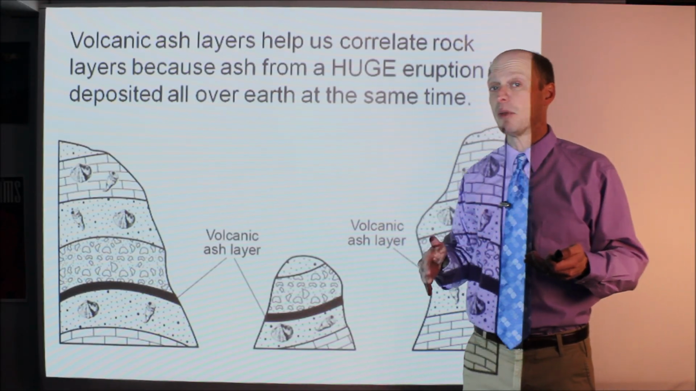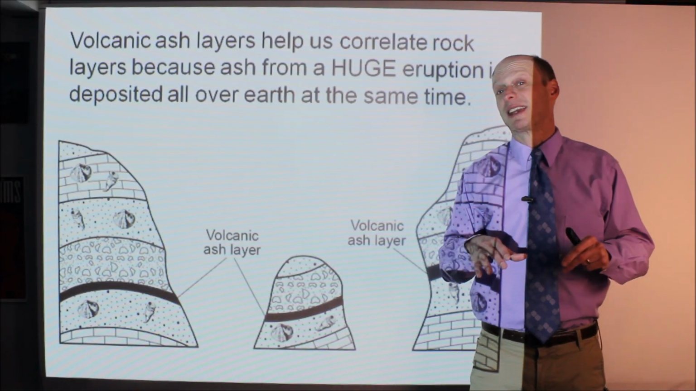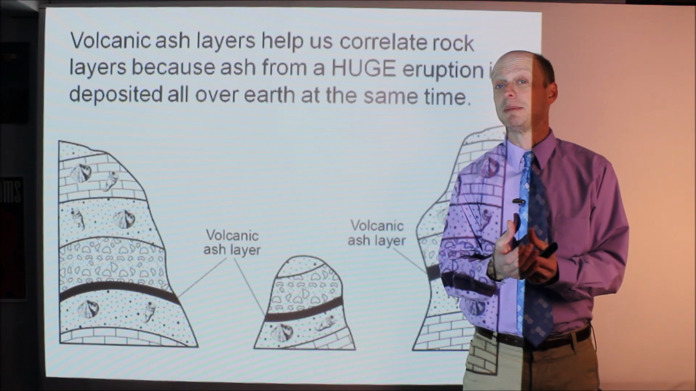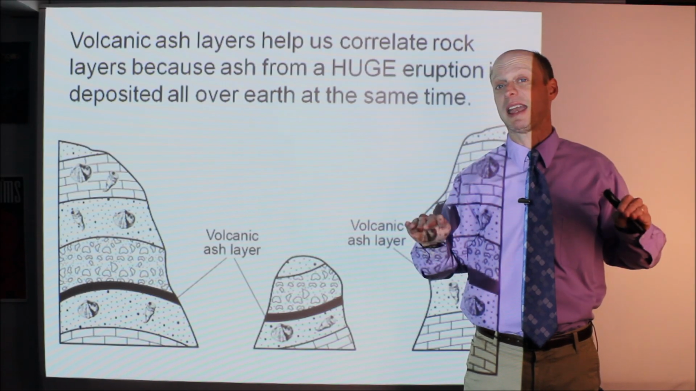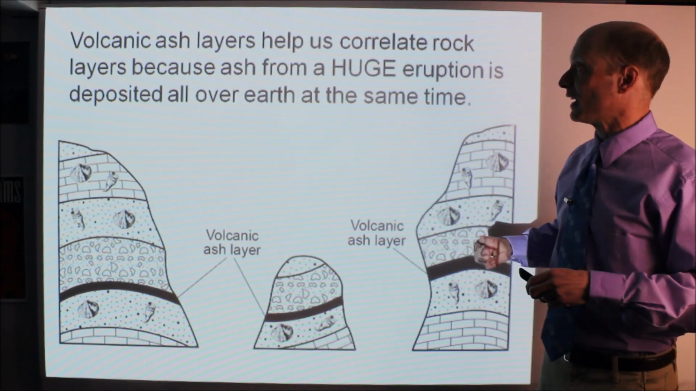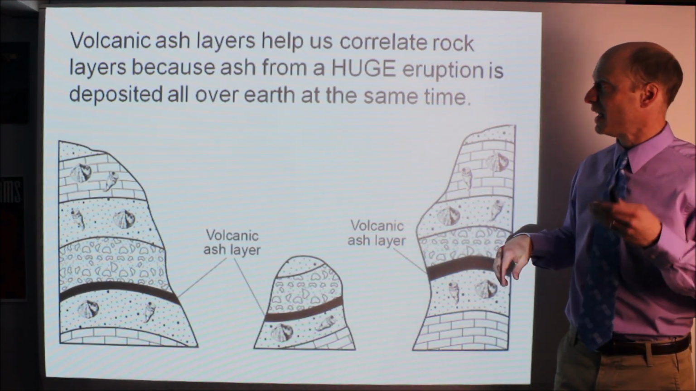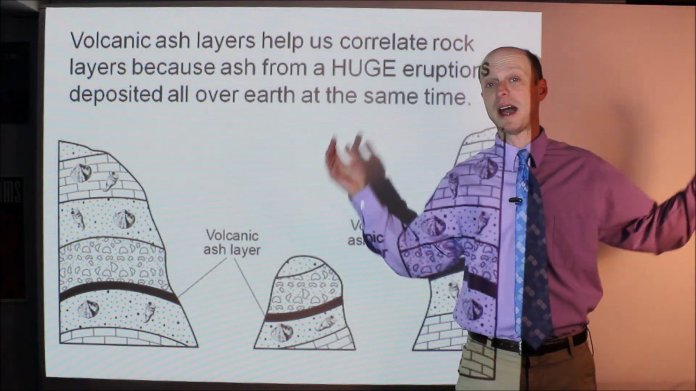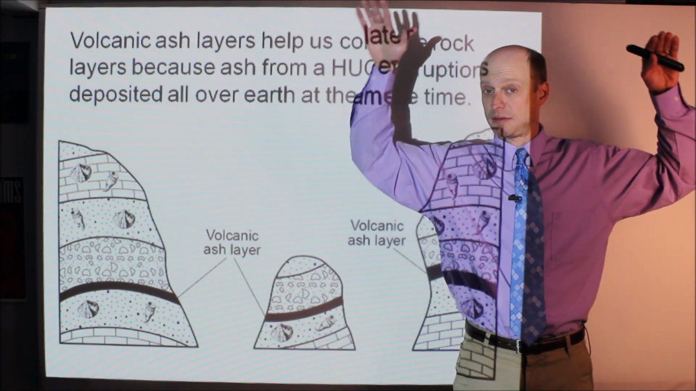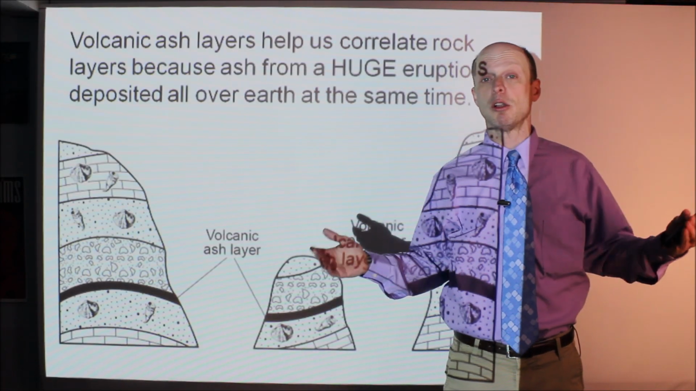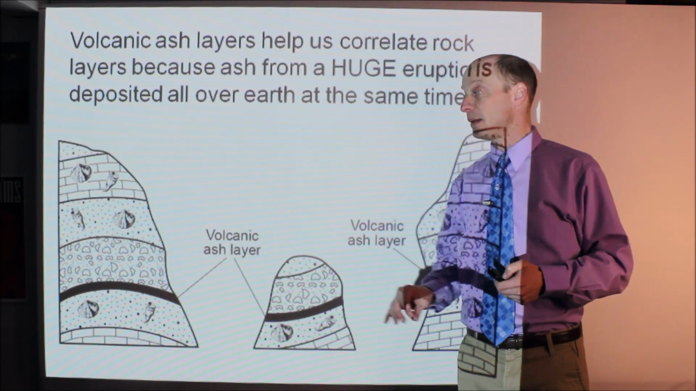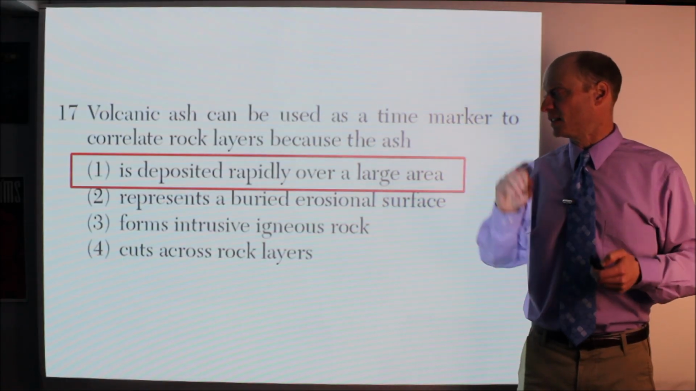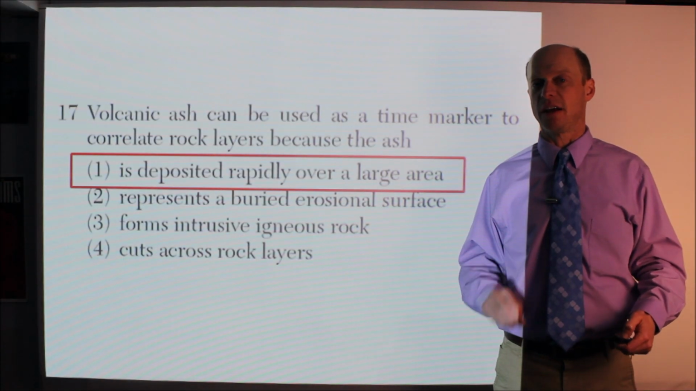So it is a very good time marker. I've heard it often described as taking a sheet of plastic and wrapping it all around Earth at the same time. That is what this volcanic ash layer is. So what did I write here? Volcanic ash layers help us to correlate rock layers because ash from a huge eruption is deposited all over Earth at the same time. So it is a really wide geographic spread because it gets up in the atmosphere and will settle out, and it can go all over Earth. So that is why it's a good time marker. Therefore, the answer is choice 1, deposited rapidly over a large area.